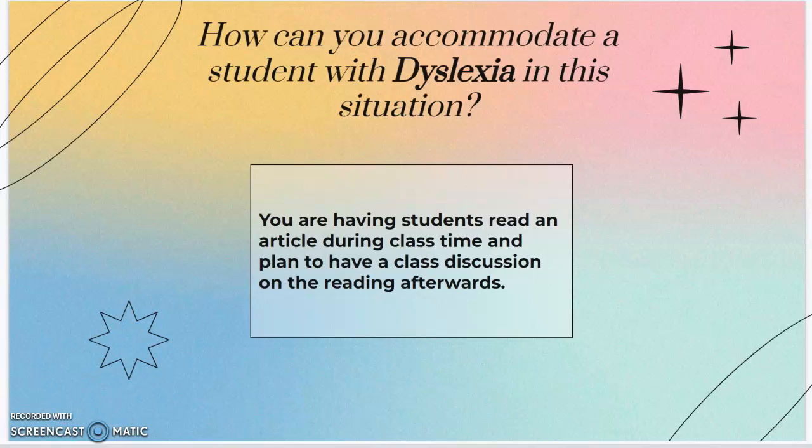So now we're going to move on to the activity. Since this is a virtual lesson plan, you can go ahead and pause after I read the situation and then brainstorm some ideas in your notebook, and we can discuss in the chat or whatever. So how can you accommodate a student with dyslexia in this situation? You are having students read an article during class time and plan to have a class discussion on the reading afterwards. So you can pause the recording and then brainstorm some ideas.